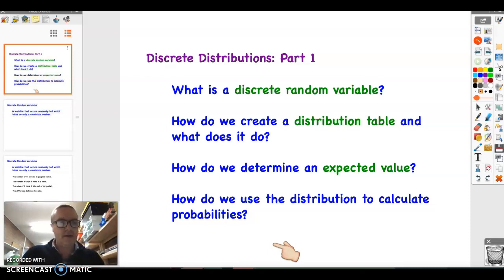We'll do this lesson in two parts. Today we're going to talk about what a discrete random variable is. We'll look at how we create distribution tables for discrete random variables. We're going to determine the expected value of a discrete random variable, and we'll see how we use the distribution to calculate various probabilities.